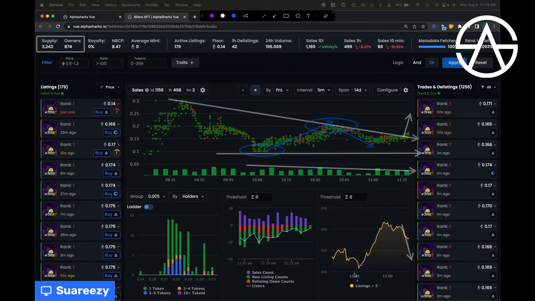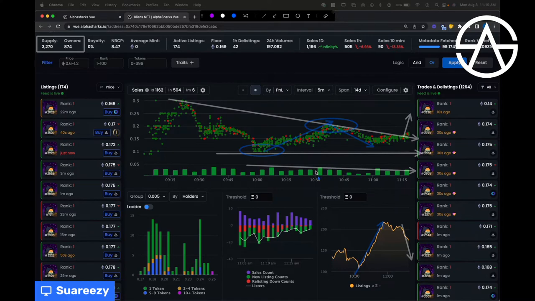Notice here the time frame, 10:30 to 11 o'clock. Look at what happened to listings at this point. And now let's correlate that with the price action. 10:30 to 11, that's this whole portion right here. And again, look at what our listings are doing right here.